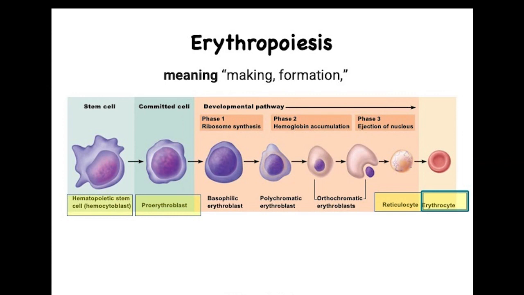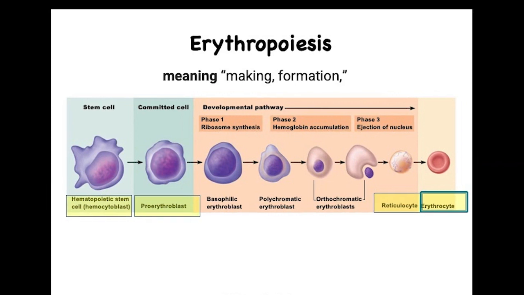The next stage is a basophilic erythroblast. During this stage, the cell is synthesizing ribosomes. Remember, ribosomes are your protein factories. You're getting the machinery ready to begin the synthesis of the protein hemoglobin, which occurs in the next phase, in the polychromatic erythroblast. Finally, when you get to the orthochromatic erythroblast, the nucleus is ejected.